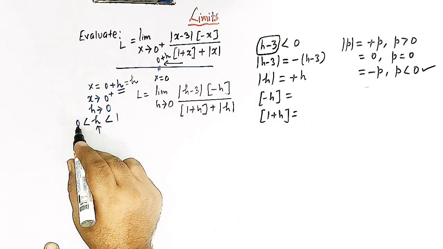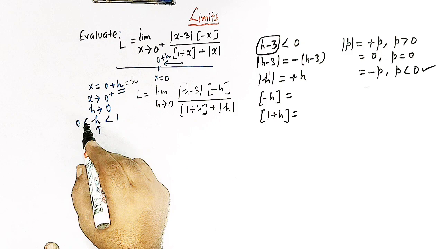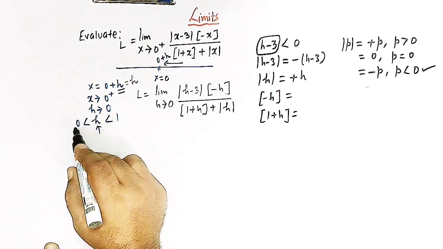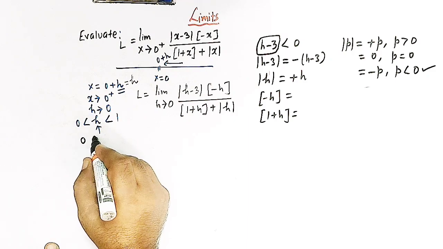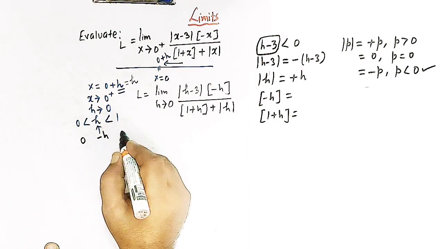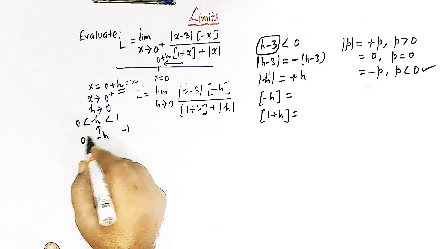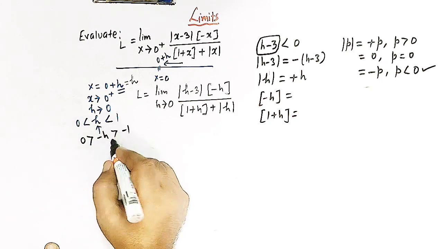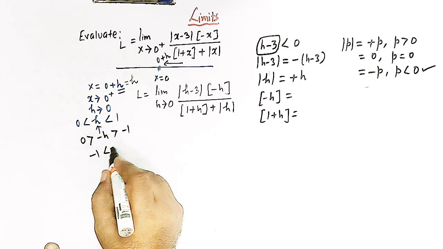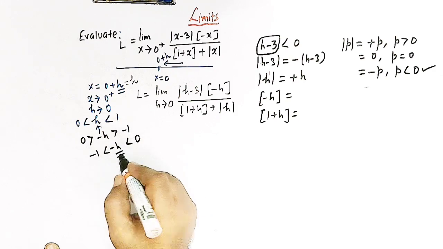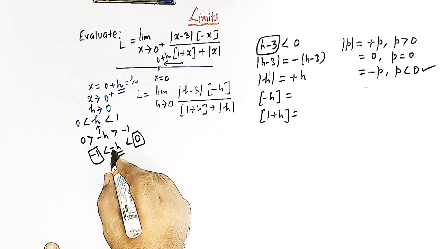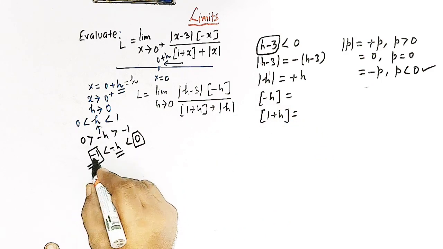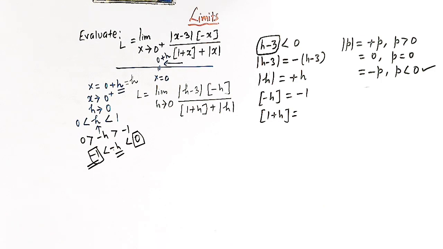Now see, h lies between 0 and 1, and if we multiply this inequality throughout by a negative 1, then we'll get 0, then we have here minus h, and here we have minus 1, and the direction of the inequality gets reversed. So we have minus 1, minus h, and 0. So minus h lies between minus 1 and 0. So the greatest integer of minus h should be equal to minus 1 due to the definition of greatest integer function.